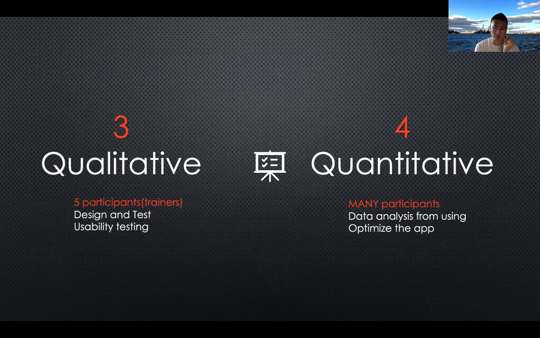Steps 3 and 4, theoretically, are to optimize the app. Step 3 is a process of design and test. We have 5 participants and trainers, and we're going to do usability testing. And step 4, after 3, we should do data analysis. I think it is followed by publishing on the App Store, but actually we cannot publish on the App Store.